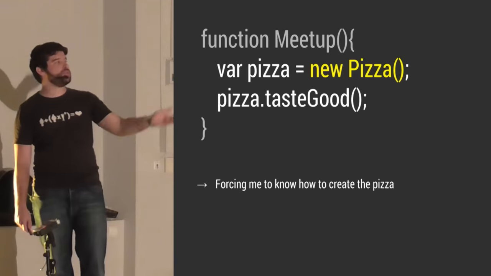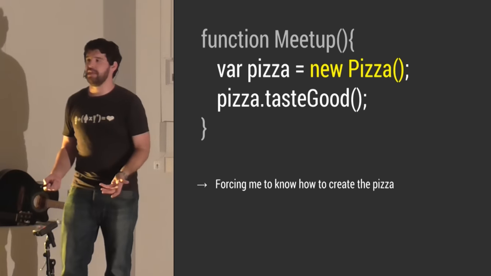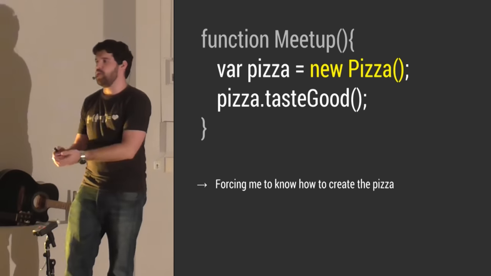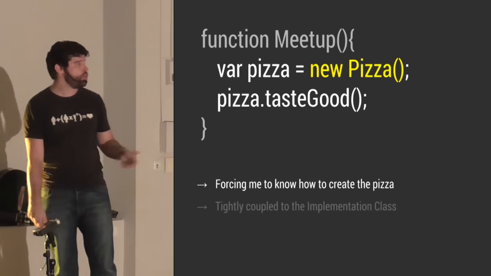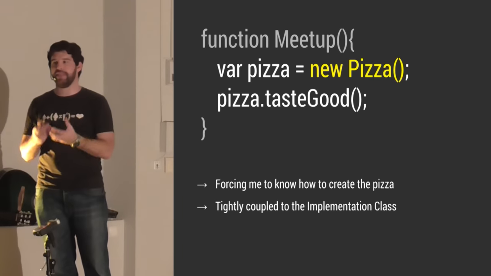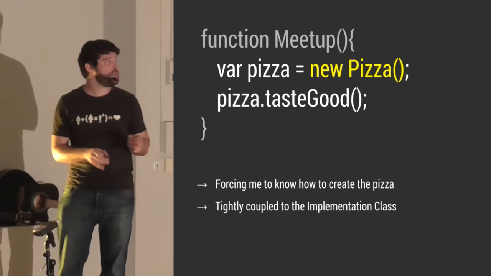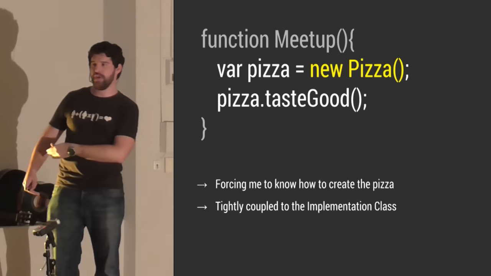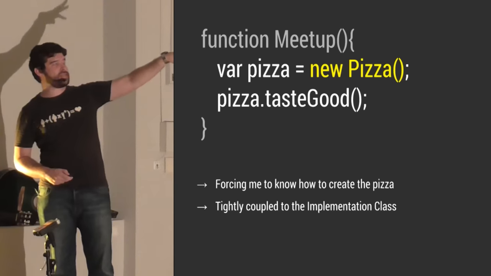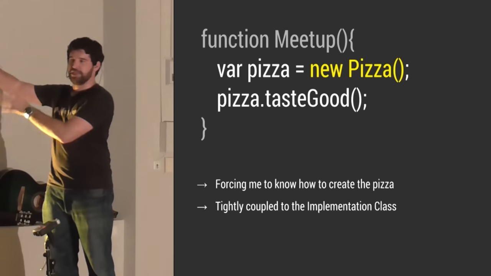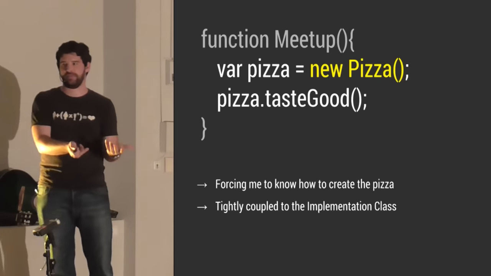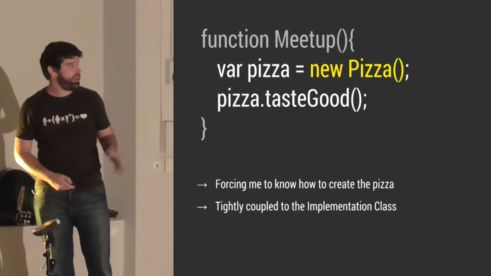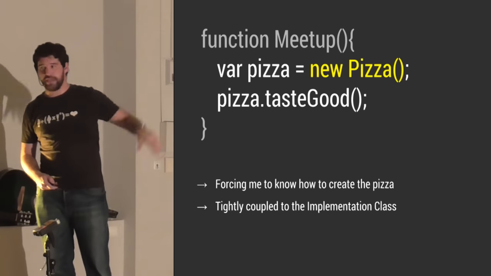Because it's forcing me to know how to create a pizza. Now I need to know which specific pizza to call. It's tightly coupled to the implementation class. I need to know this specific pizza. What if I want a different implementation of the same interface? It's another pizzeria, which does a better pizza. I now need to know only this pizza.